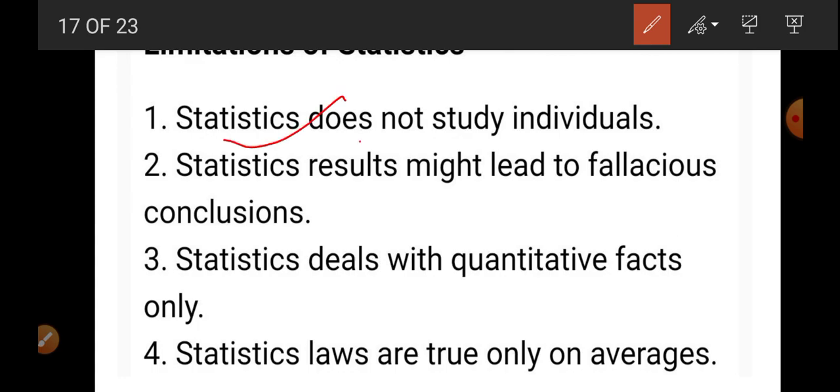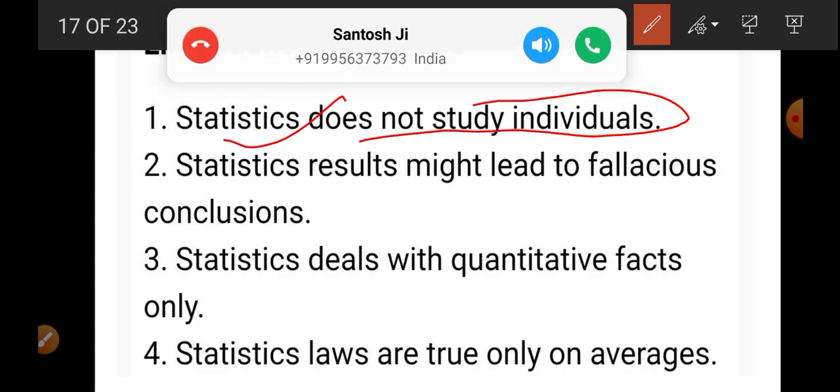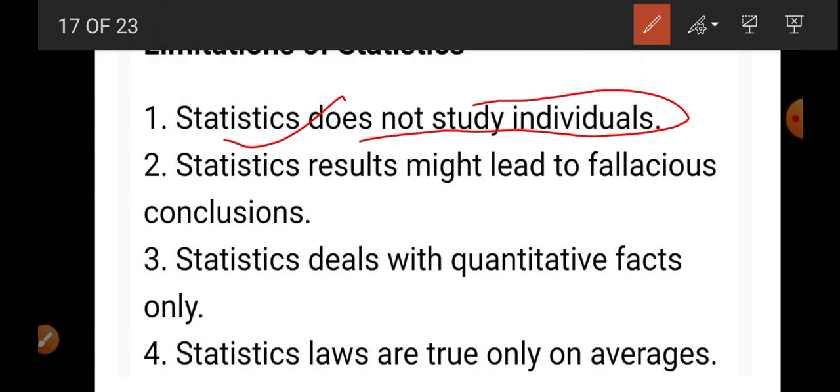A statistic does not study individuals. When we learned about the features, it is a study of aggregates of facts, and it is never related to the study of any one item. Now, statistical results might lead to a fallacious conclusion. If data are not accurate, it can give you a false, wrong, or misleading result.